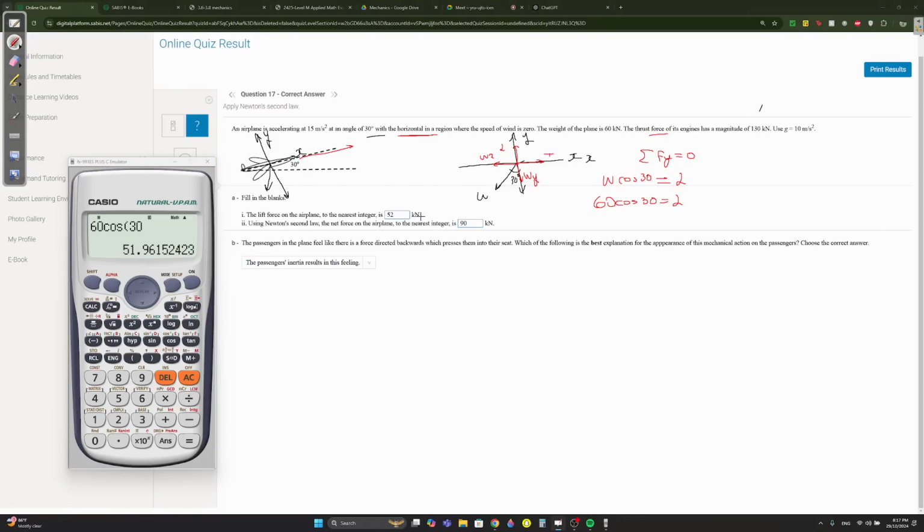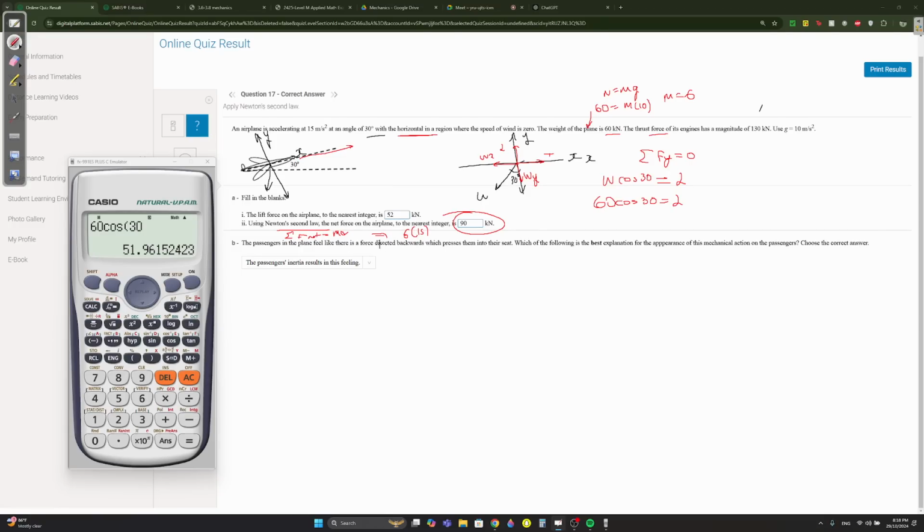Using Newton's second law, what is the net force on the airplane? The sigma F net is equal to ma, right? So what is the mass of the plane? The weight is 60. You know, weight is mg. Can we find the mass? We know the weight, we know the g. So 60 is equal to m times 10, so you get m is 6. So the mass is 6 times the acceleration of 15, which is 90.